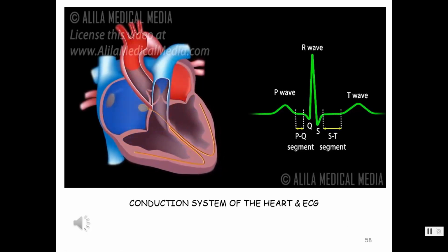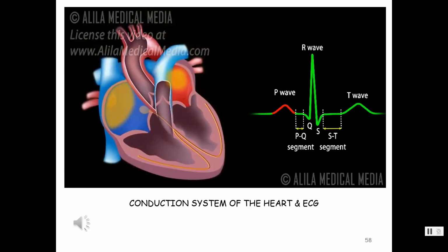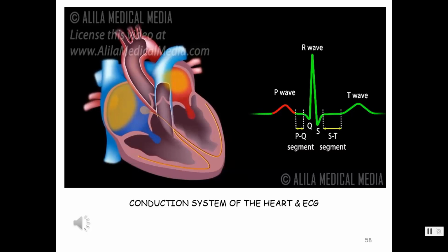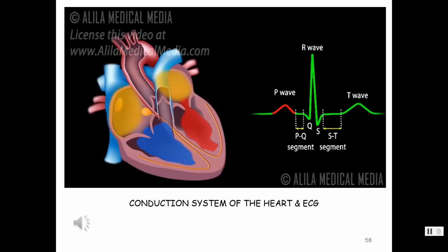When the atria are full of blood, the SA node fires. Electrical signals spread throughout the atria and cause them to depolarize. This is represented by the P wave on the ECG. Atrial contraction, or atrial systole, starts about 100 milliseconds after the P wave begins. The PQ segment represents the time the signals travel from the SA node to the AV node.